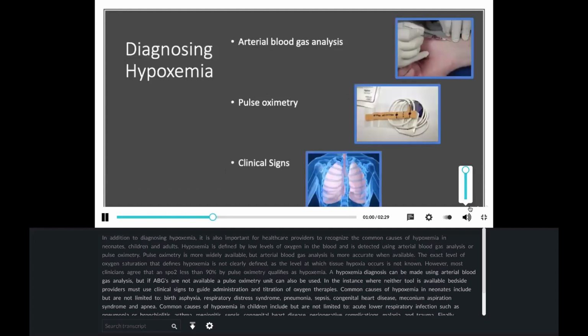A hypoxemia diagnosis can be made using arterial blood gas analysis. But if ABGs are not available, a pulse oximetry unit can also be used. In the instance where neither tool is available, bedside providers must use clinical signs to guide administration and titration of oxygen therapies.